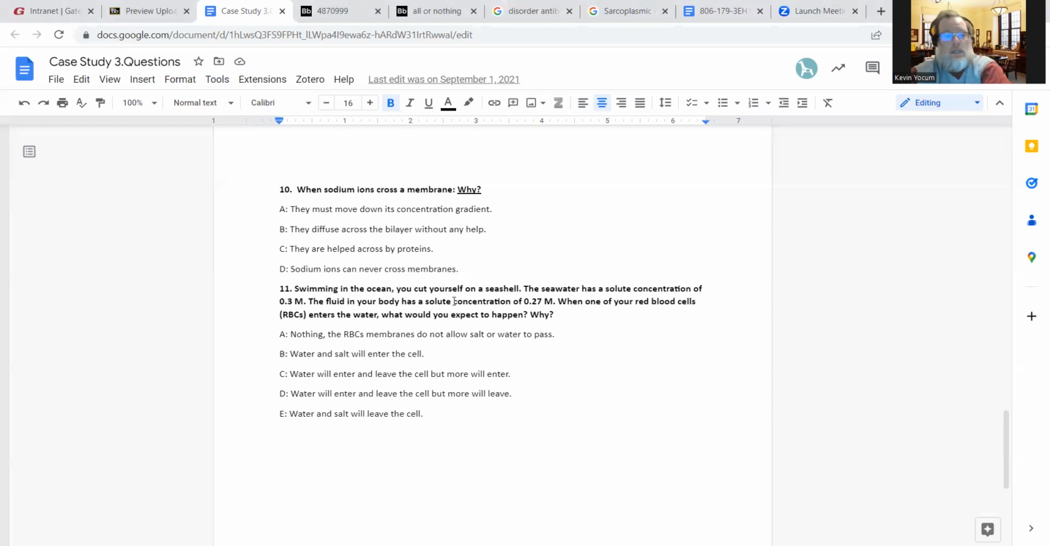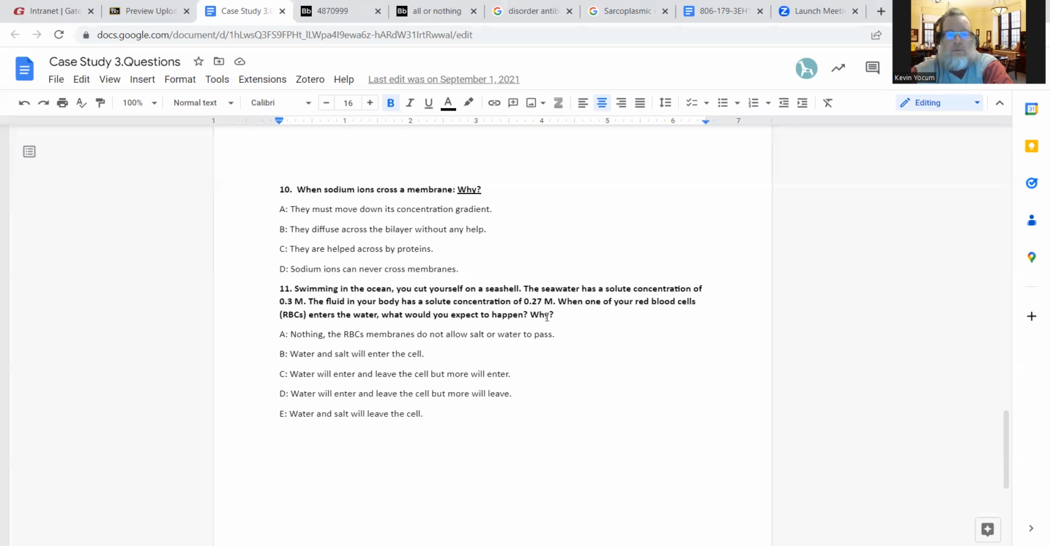Swimming in the ocean, you cut yourself on a seashell. Seawater has a solute concentration of 0.3 molarity. The fluid in your body has a solute concentration of 0.27 molar. When one of your red blood cells enters the water, what do you expect to happen to the red blood cells? So you get cut, the blood leaves you and enters the water.